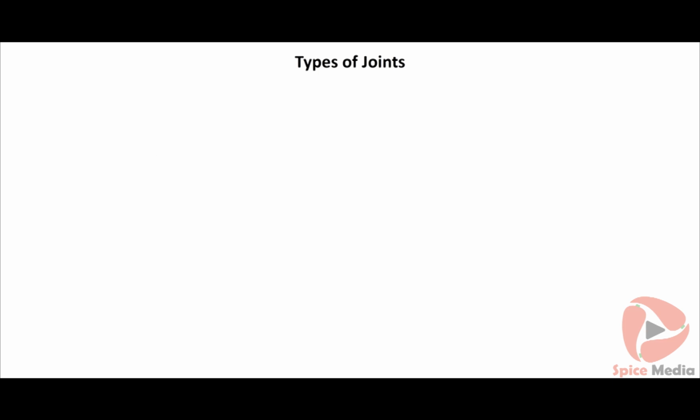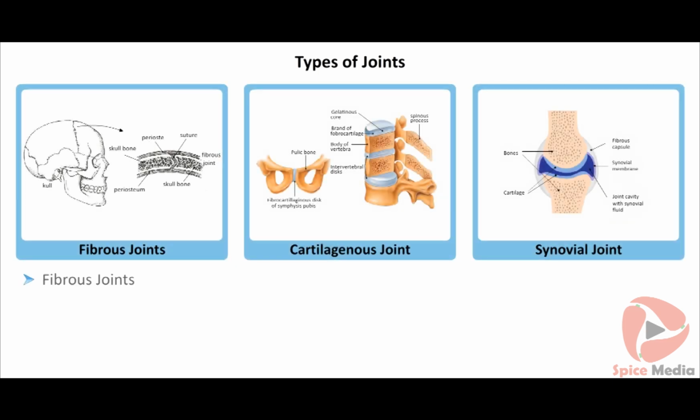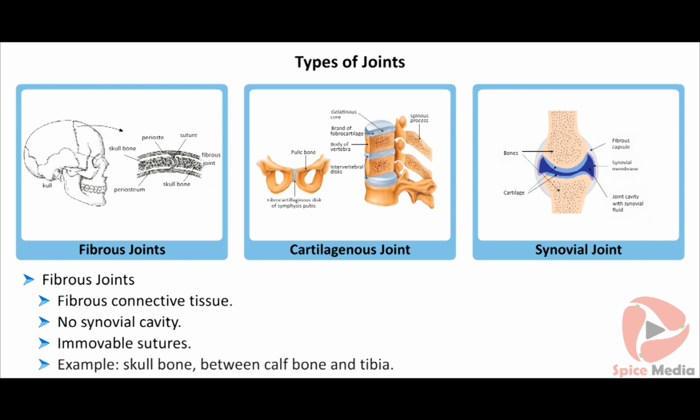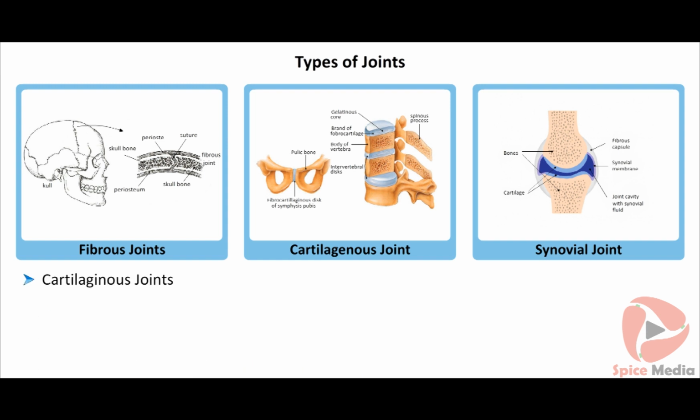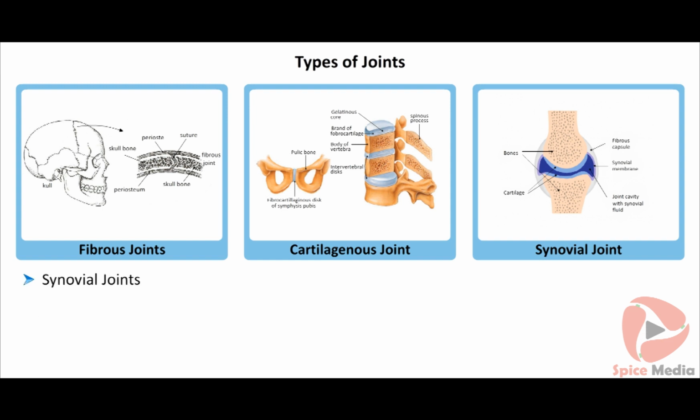Bones that fit at the joints are supported by a form of connective tissue called the ligaments. A joint is a point of contact between the bones, between bone and cartilage, and between bone and teeth. Some joints are functional and some are not functional. The 3 types of joints are fibrous, cartilaginous and synovial. In fibrous joints, bones are held together by fibrous connective tissue. There is no synovial cavity. This includes immovable sutures. Examples of fibrous joints are the skull bones and the joint between the fibula and tibia.